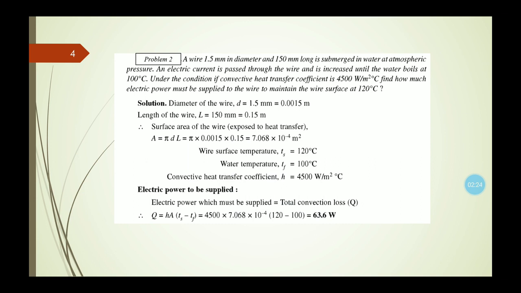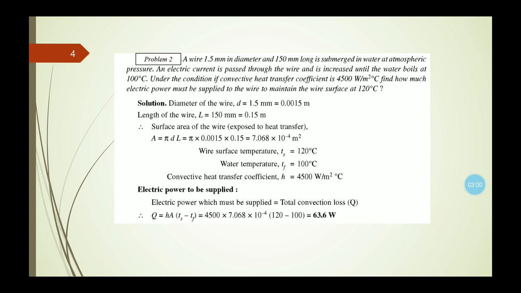So from the concept itself, we can say that the electric power which must be supplied to the wire to maintain the wire surface temperature will be equal to the total convection loss due to the convective heat transfer. Now the total convective heat transfer Q has the formula hA into the temperature difference.